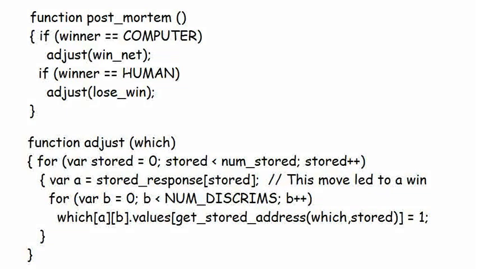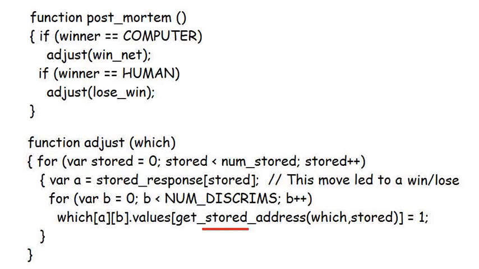A loop steps through all the stored positions, extracting the positions from stored response. Having obtained the position, we adjust all the winning or losing discriminators for that position. This is what the inner for loop is for. It takes every stored position, turns it into an address for each discriminator, and sets the appropriate slot in that discriminator to 1. That's how WISARD learns.